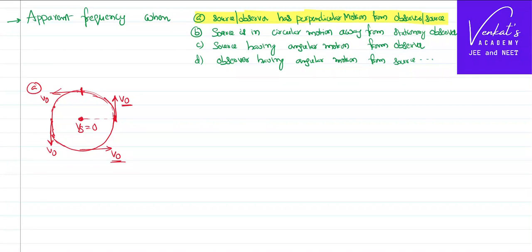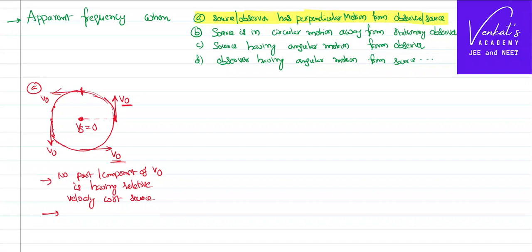That means no part or component of velocity of the observer is having relative velocity with respect to the source. That means no relative motion between source and observer. That means there is no Doppler effect. That means apparent frequency equals the original frequency itself in this case.